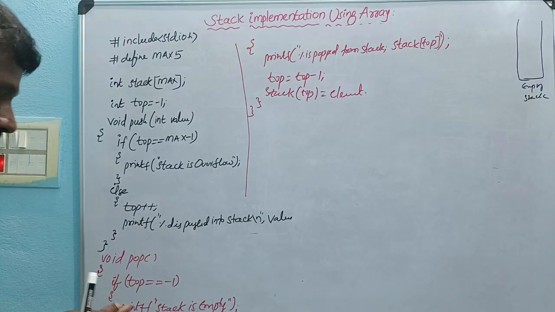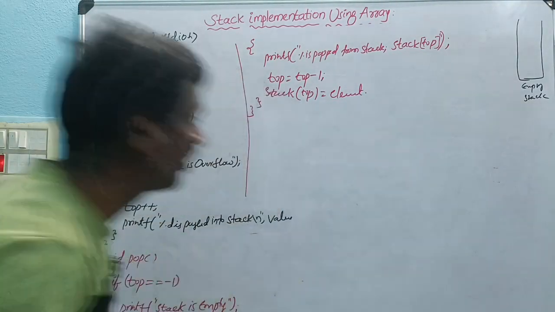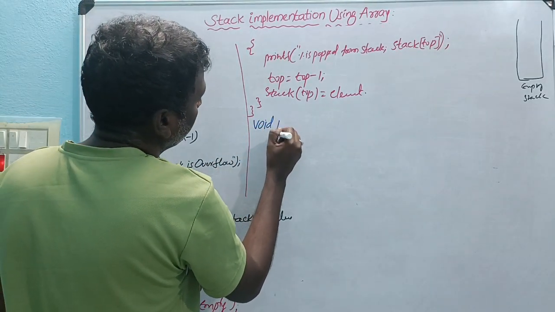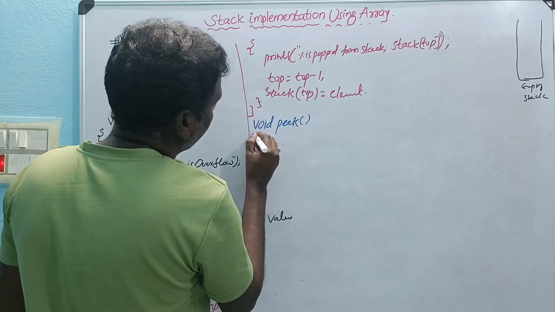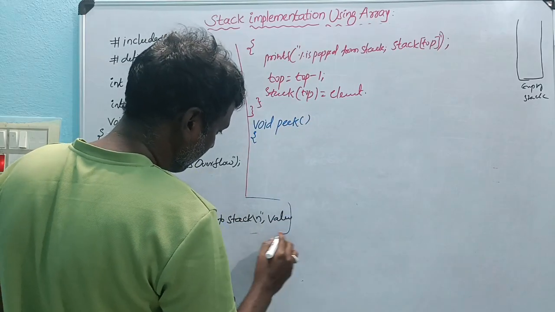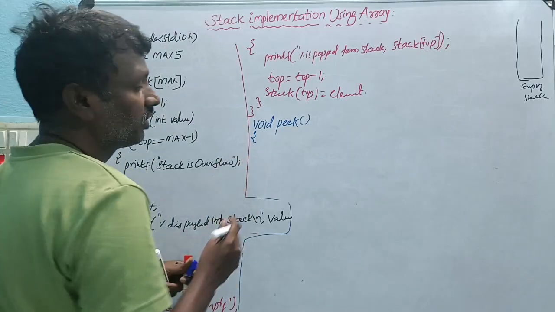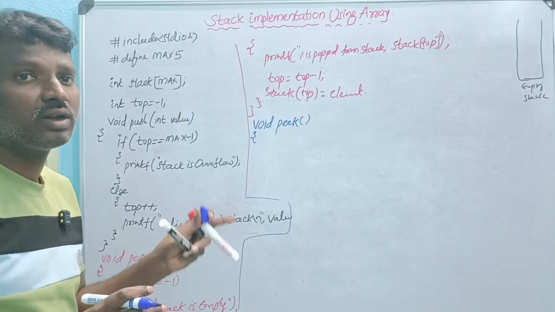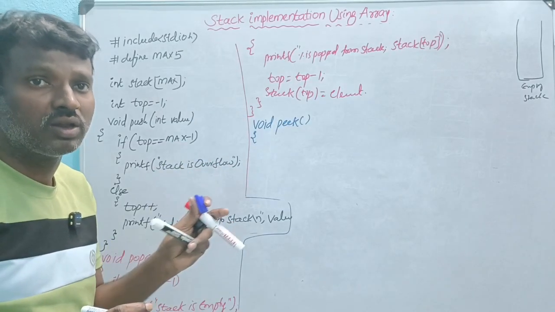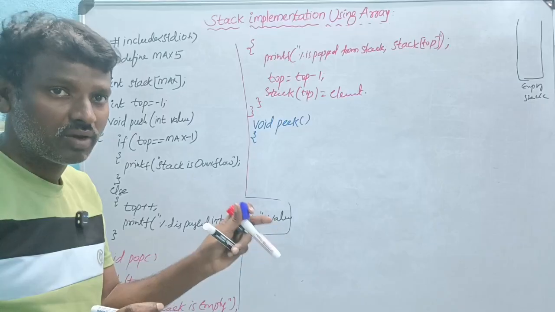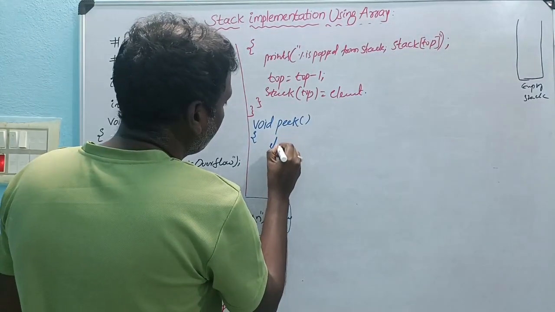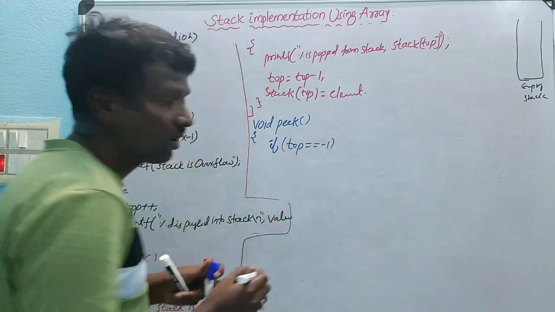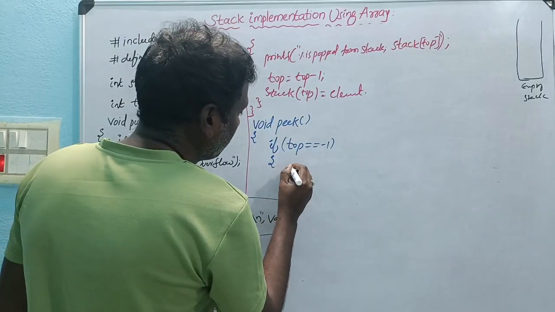Next I am moving to the peek operation. I am writing the code of the peek operation. So now void peek. Now I am starting the peek operation. At that time we are finding the top element in our stack. You first check whether the stack is available and has some elements. So I am writing, if top equal to -1, then what happened? Here stack is empty.